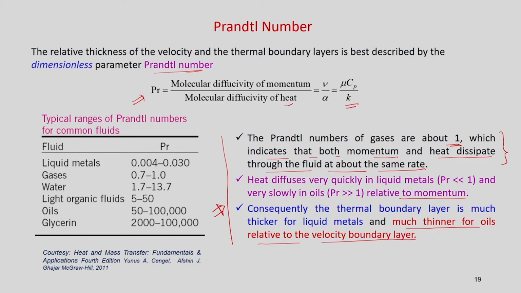So, this table shows the variation of Prandtl number for different materials. For liquid metals, you see the variation is very low, and in the case of oils and glycerin, you can see it is a very huge number. So, this property or this number is very important as far as the design of a flat plate collector is concerned.